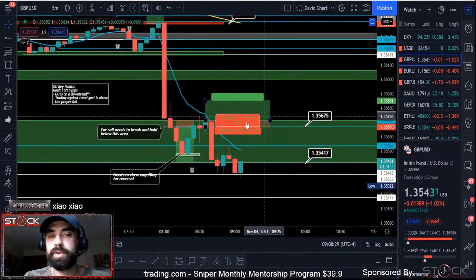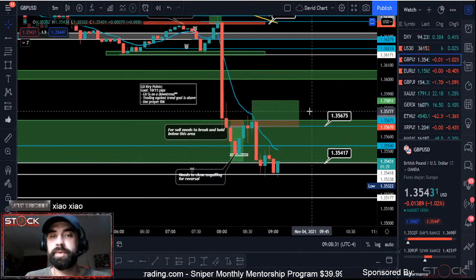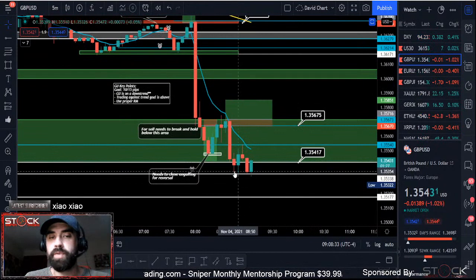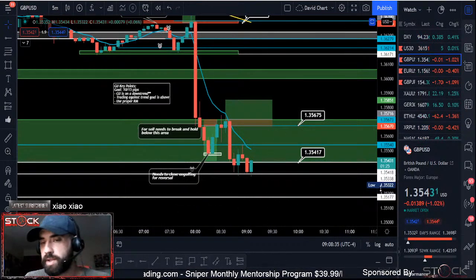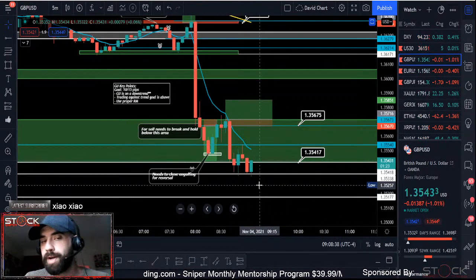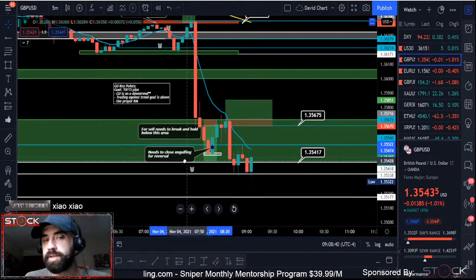Anywhere above that moving average, okay? Anywhere above there. Finding good support. You can see clear as day, the low is still 35322. We're not there yet, so just keep that in mind.